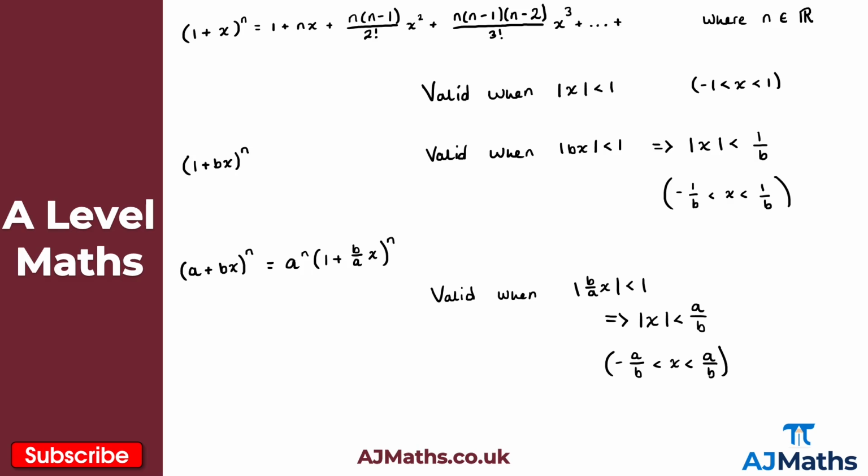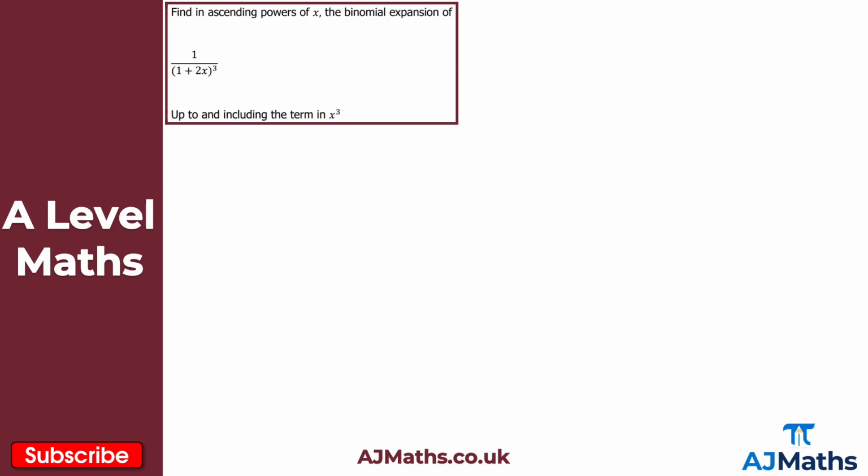So what we're going to do now is just take a look at some practice questions here for extending the binomial expansion. Starting off with question 1 here then, we want to find in ascending powers of x the binomial expansion of 1 over (1 plus 2x) to the power of 3 up to and including the term in x cubed. So where do we begin here?